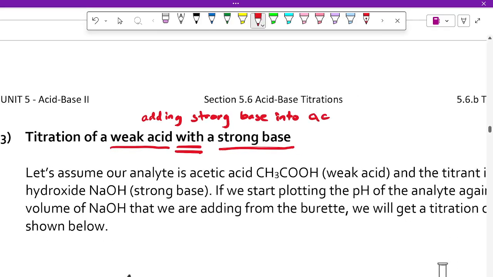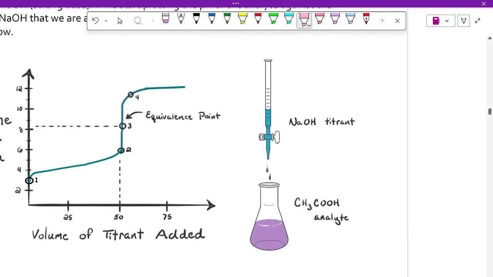And because it is the most famous of all weak acids, acetic acid is going to be our acid, CH3COOH. And that's going to be in our flask. Okay, so if you see our flask, we have our CH3COOH analyte. The analyte is our unknown, also known as the sample.